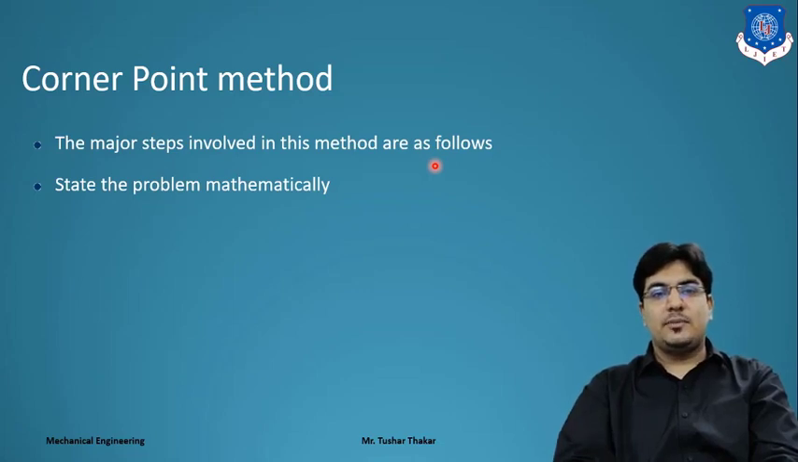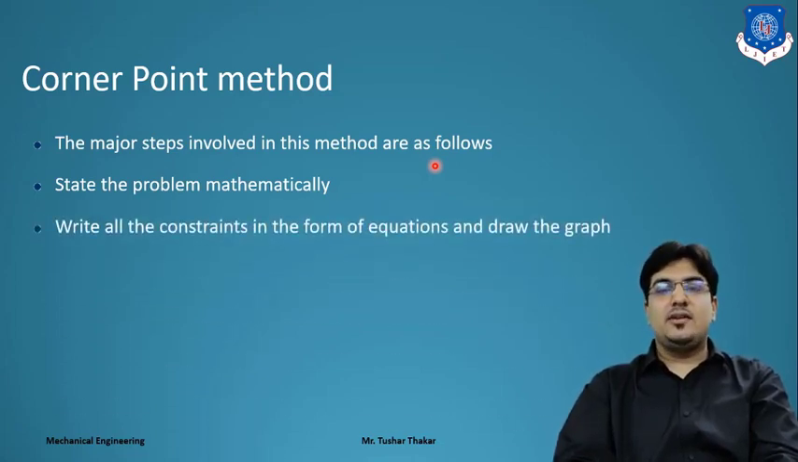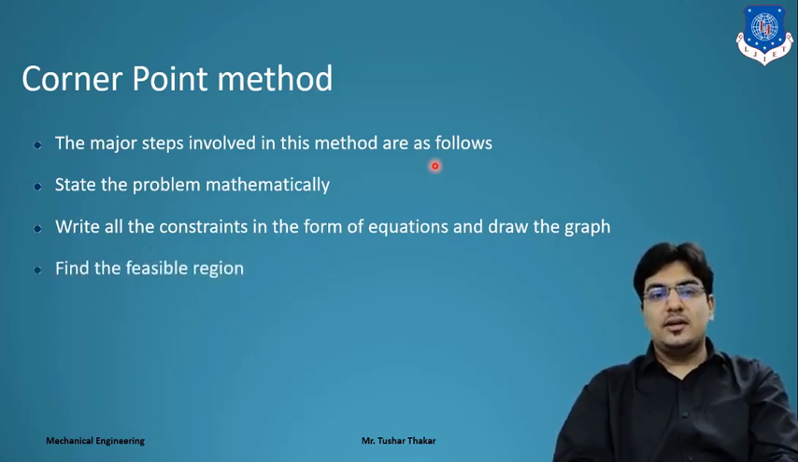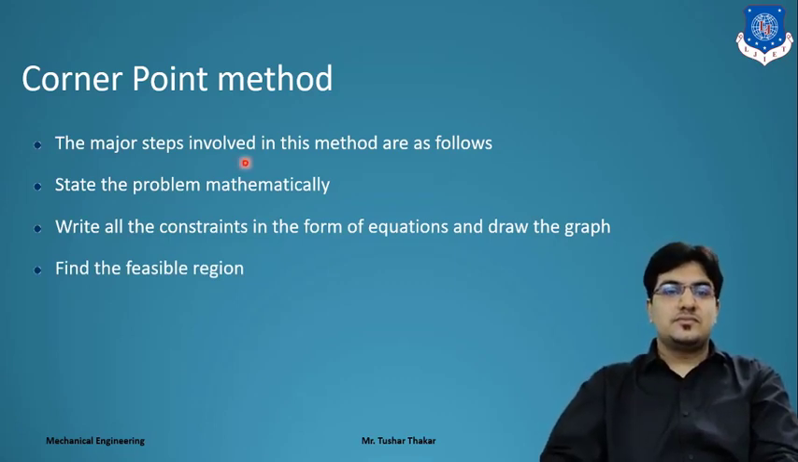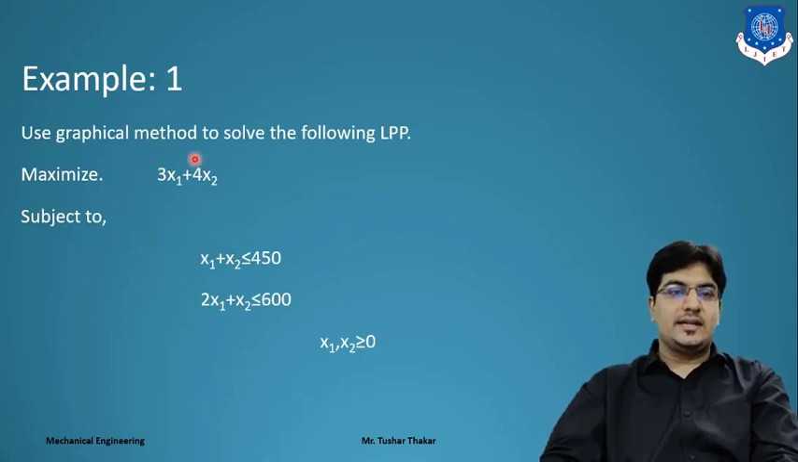First, state the problem mathematically. Second, write all the constraints in the form of equations and draw the graph. Third, find the feasible region. All three steps we can learn from one example for easy understanding. So here one example is given.